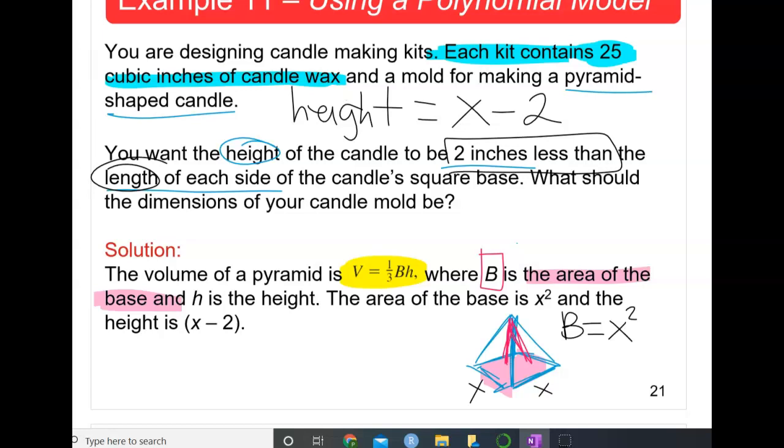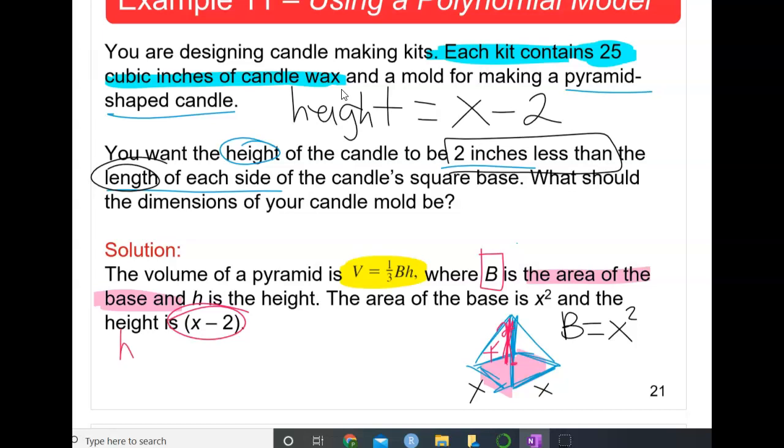There's also a thing called a slanted height. We don't want that. We want the one that is perpendicular and it intersects the base right at the center. So that is what we are calling x minus 2 right here, the height.